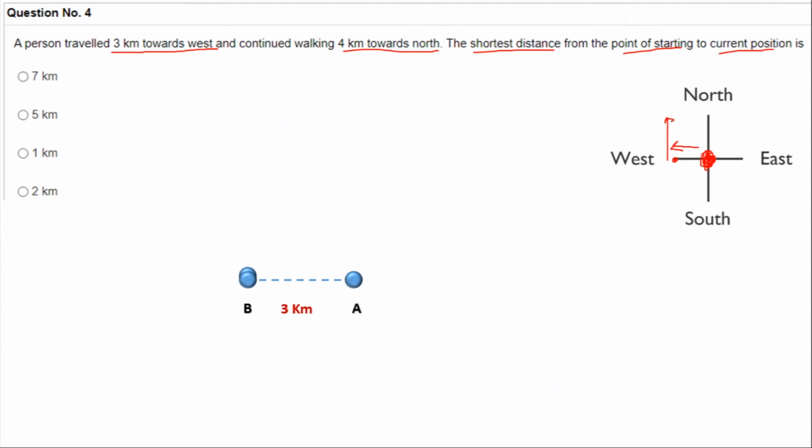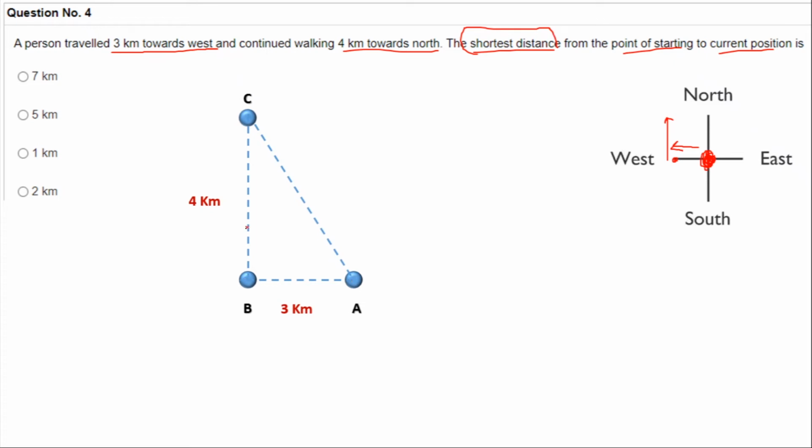Okay. So now he is going to move in the upward direction. Only then he will go north, and that is actually 4 km. He reaches a point which is called C. And then let's join these 2 points, because we need to find the shortest distance between these 2 points.